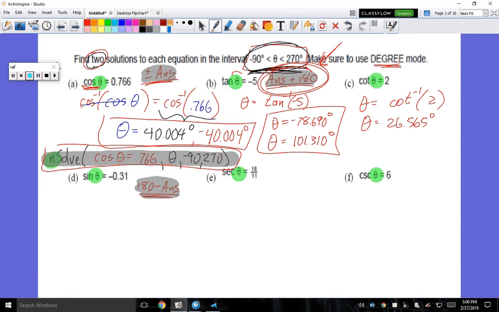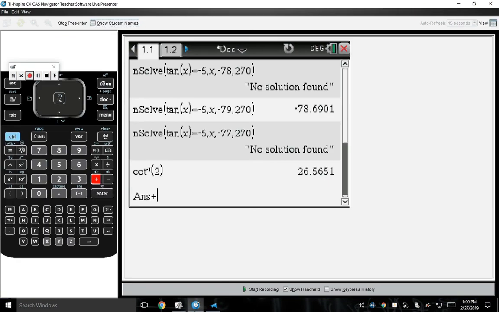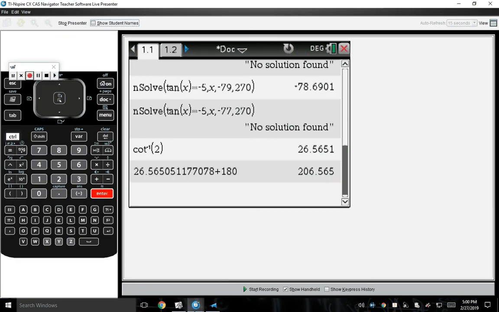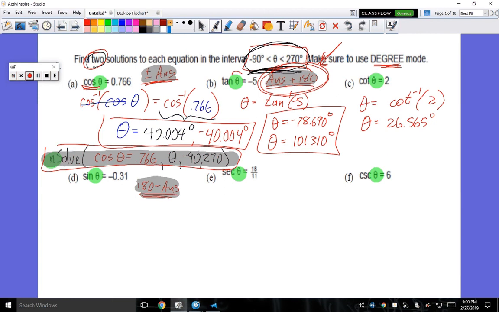And then if I wanted to find the other one, yes, it's just like tangent. We can just add 180 degrees. Okay, so if we go and we add 180 degrees to that, we get 206.565. And yes, this is still between this -90 and 270 degrees. So those two would be my answers. Let's try to see if we can solve feature this.